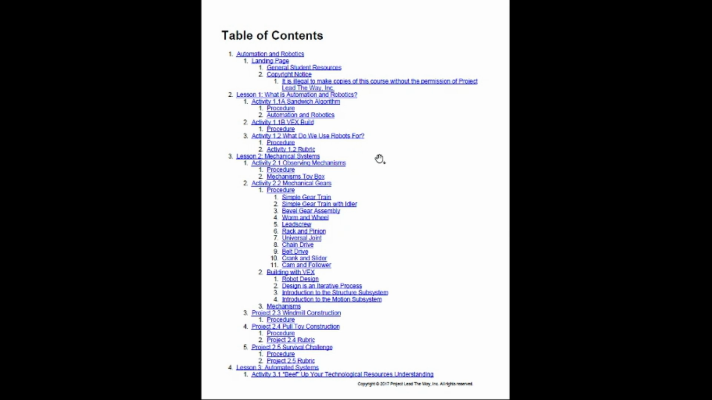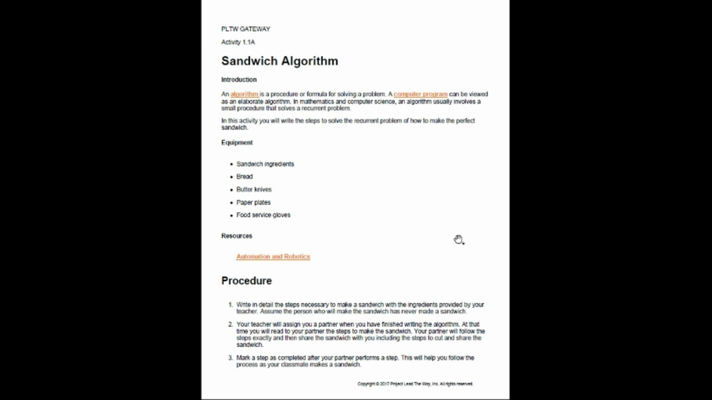So, we've gone into the automation and robotics PDF. You may have this on your iPads or you may have it in some other form. If you go to the table of contents, this is clickable. So under lesson 1, which is chapter 2, the sandwich algorithm, go ahead and click on it. One of the things that's interesting about this PDF is you can click on any of these underlined words right here, and that will bring up a definition for what you're looking for.